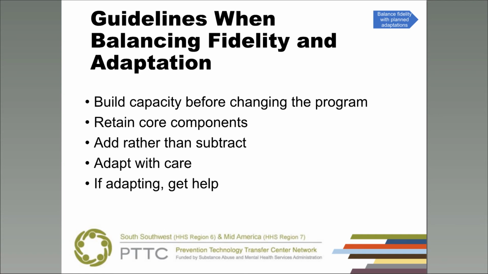So making sure that you're thinking about this in the capacity phase, in the planning phase, that you're not changing the program because of your capacity, you're building your capacity to meet that program. Retaining core components. This, I will say over and over again, and it kind of goes with that third bullet. You want to add rather than subtract, and that makes sure that you're not losing those core components, because the last thing you would want to do is take something out of a program or practice that was really an important piece to making that successful and to what the evidence provided of making that successful.